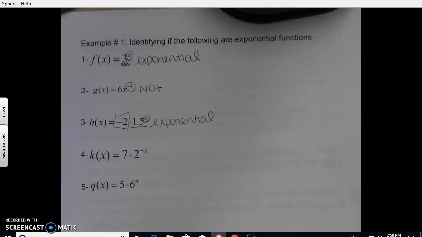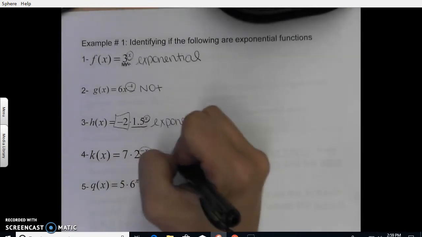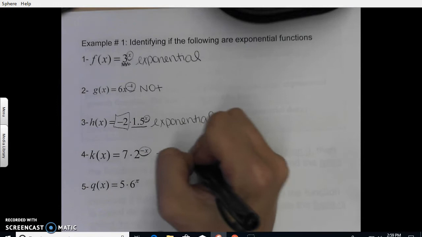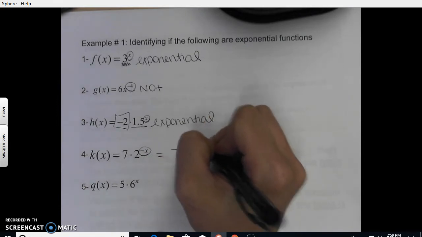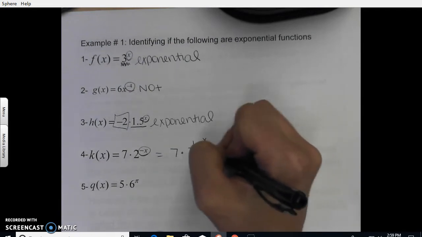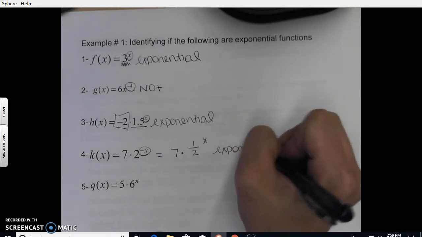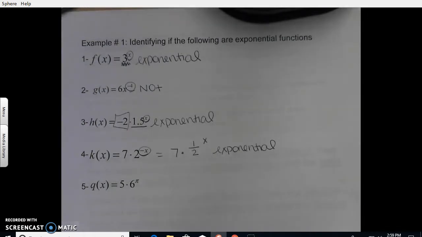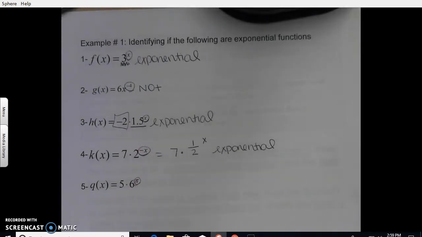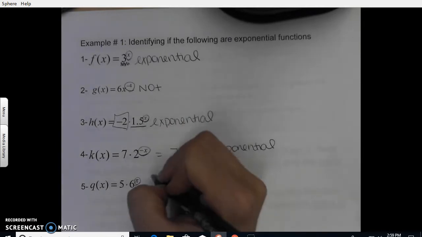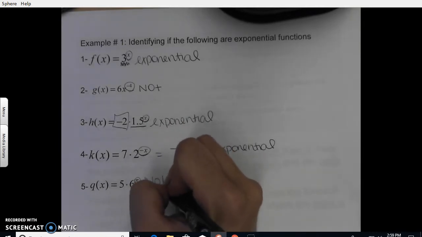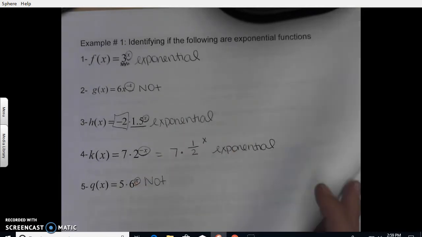We have 7 times 2 to the negative x power. We know that negative x power could also be written as 7 times 1 over 2 to the x power, and this is exponential. And last, we have a power of pi. Pi is not a variable, so this is not exponential.